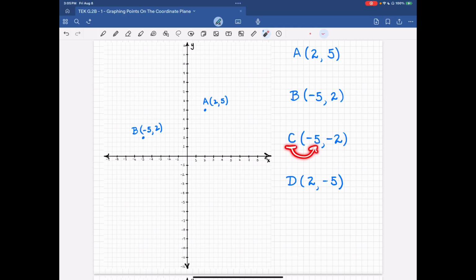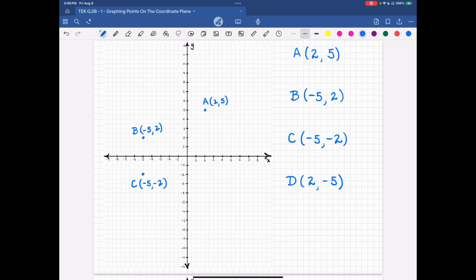I'm going to look at point C. My x is -5, my y is -2 this time, so it's located in the third quadrant. So I'm going to go over -5, and I'm going to go down 2, which puts me here. So point C is located right here. I draw a dot, I put my letter that describes the point, and then I put the location, (-5, -2).